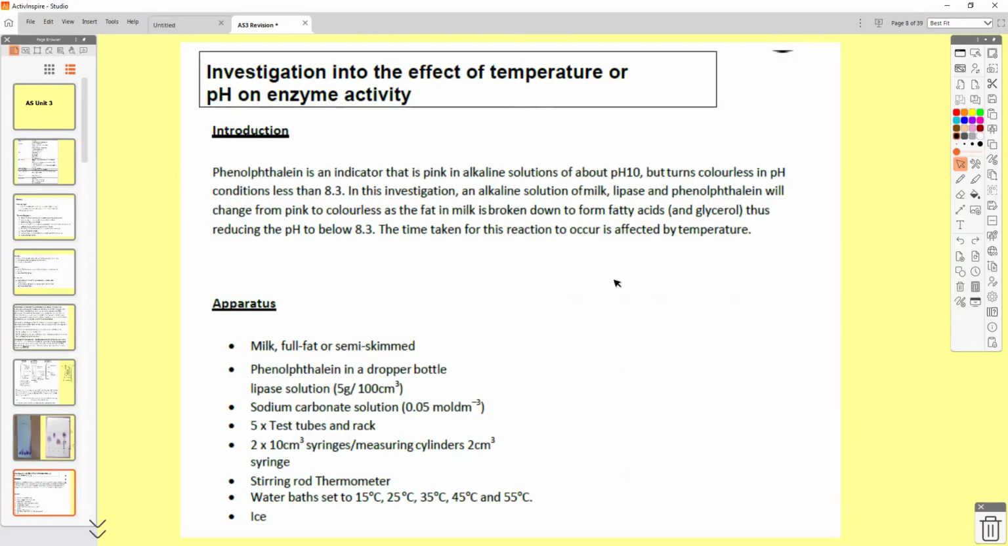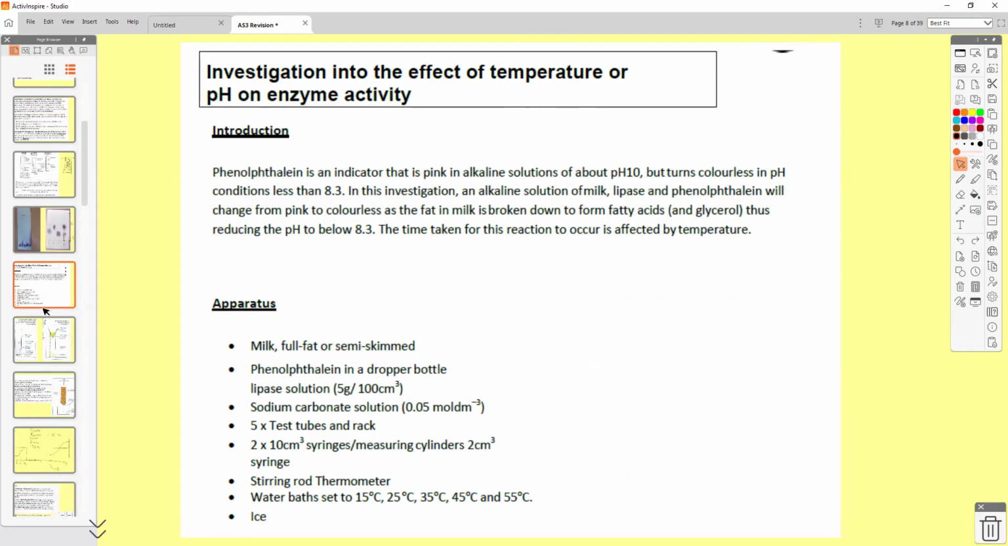Okay. Next bit then is looking at enzymes. Okay, and there's a number of different enzyme experiments that could come up. They may give you some results on this and ask you to draw a graph, possibly, as we'll look at in a second.